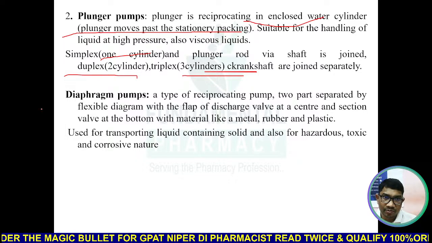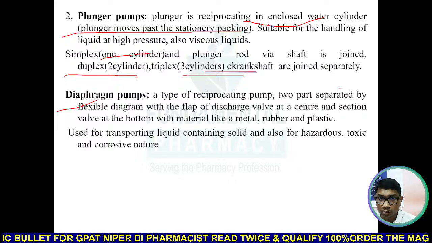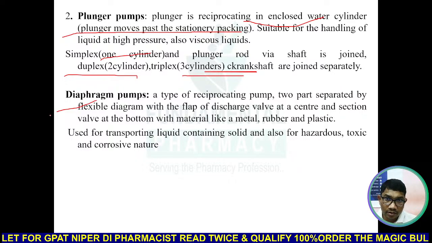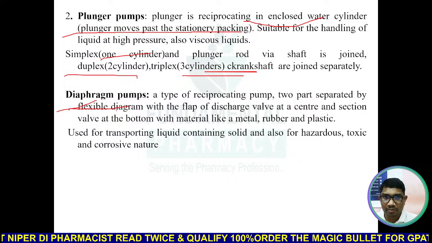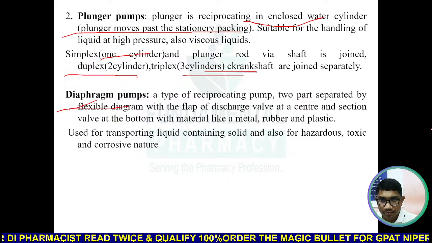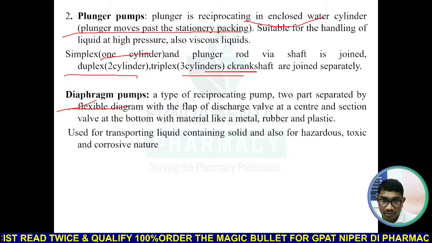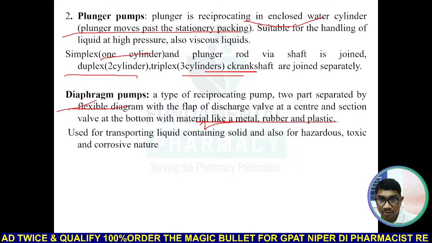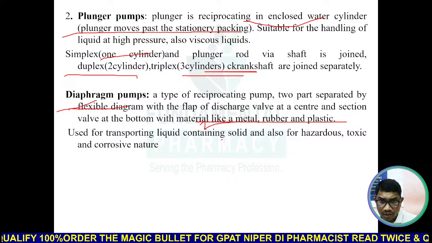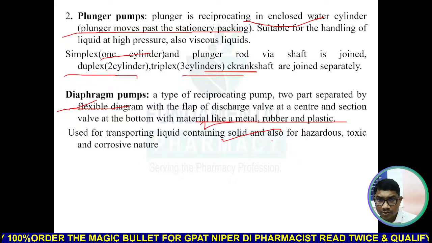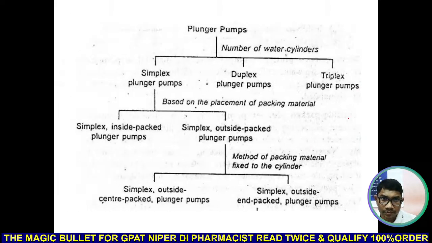The third is the diaphragm pump. What is in a diaphragm pump? A type of reciprocating pump, two parts separated by a flexible diaphragm, with the flap of the discharge valve at the center and the suction valve at the bottom, with material like metal, rubber or plastic. Used for transporting liquid containing solids, and also for hazardous, toxic and corrosive elements.